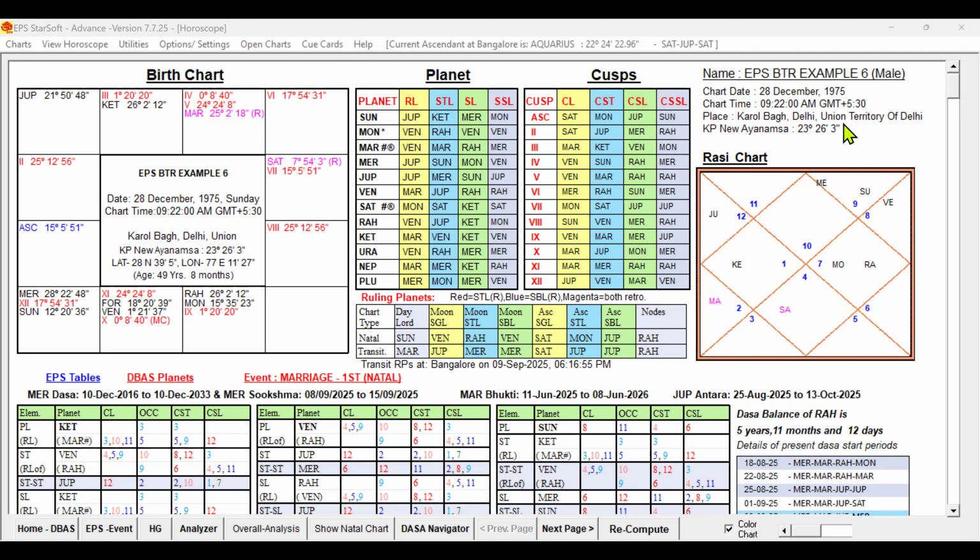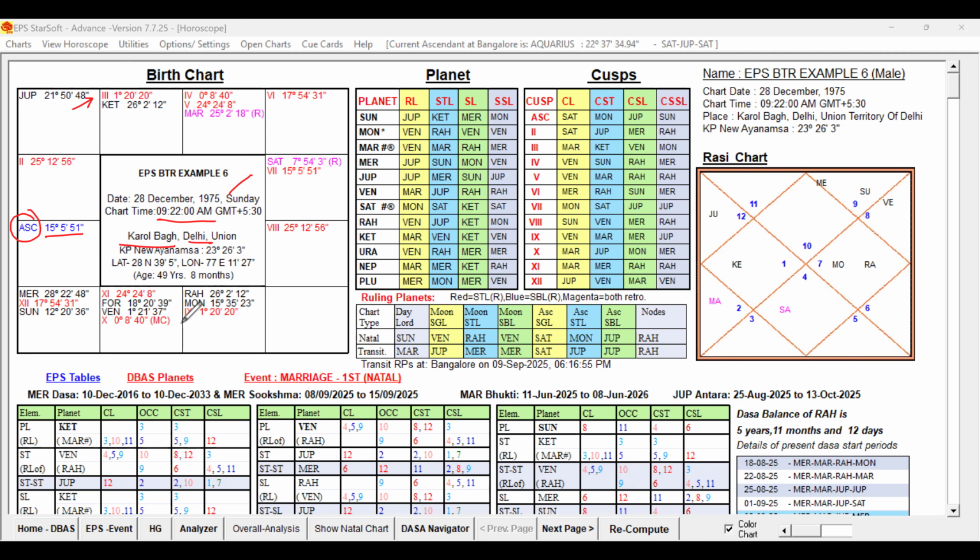This is the birth chart of this native born on 28th December 1975, 9:22 a.m. is the given time as per the record, born in Karol Bagh, Delhi. If you look at the cuspal positions, Lagna is falling in Capricorn, 15 degree 5 minutes 51 seconds. And if you look at the cuspal position, third cusp, instead of falling in Pisces, it is falling in 1 degree 20 minutes in Aries.